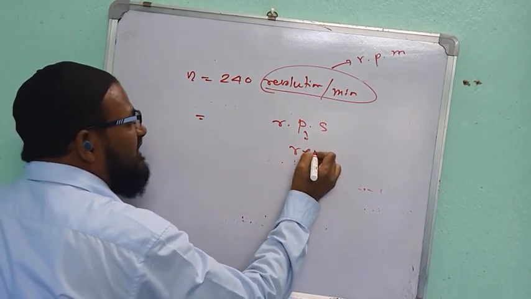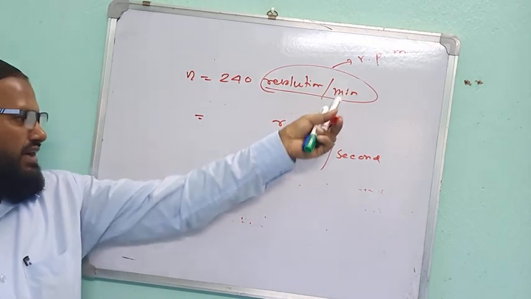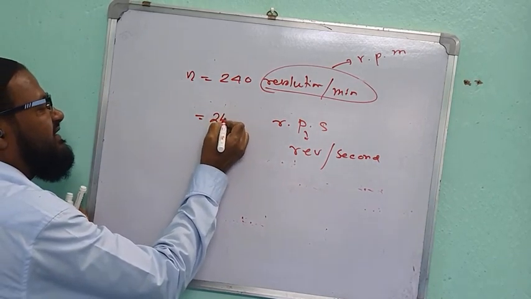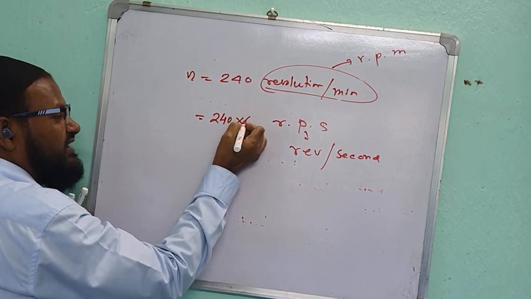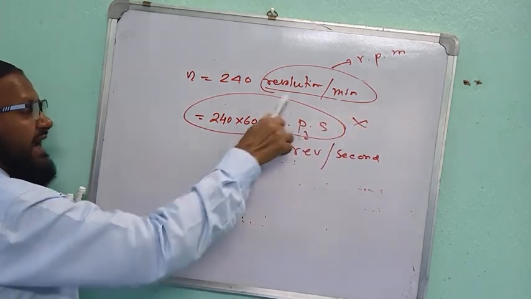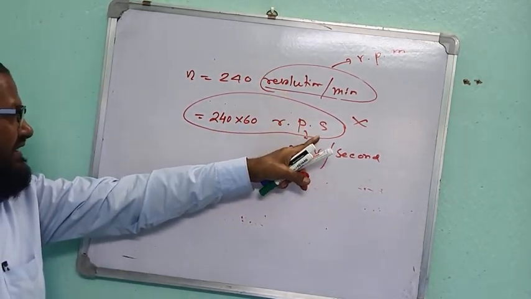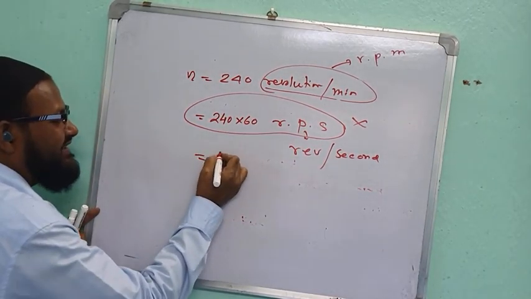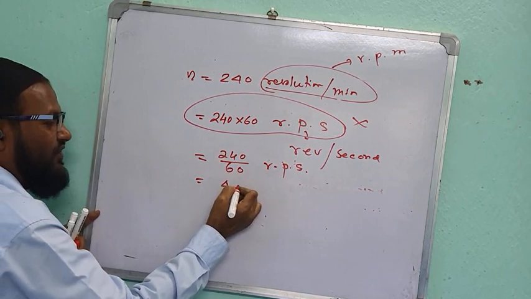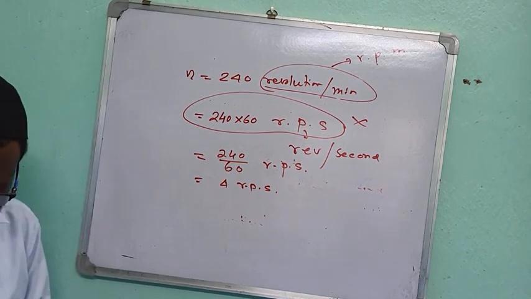What is RPS? Revolutions per second. Here it is per minute and this is per second. There is a mistake: students multiply this with 60. This is wrong. In 1 minute, 240 revolutions. In 1 second, the number of revolutions will be less. So this is 4 RPS. Clear? This is revolutions per second. Okay? Next.